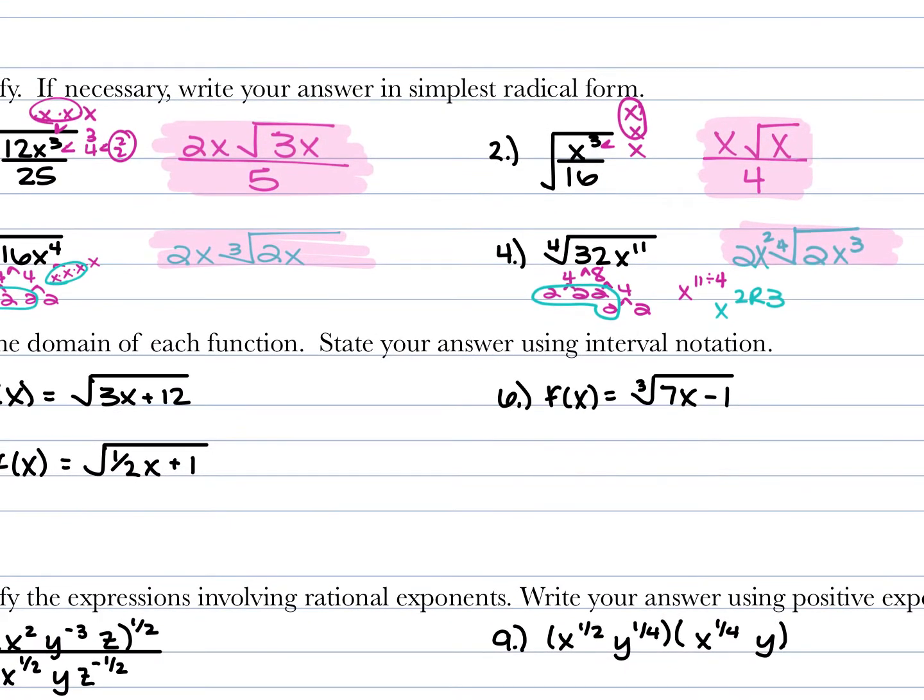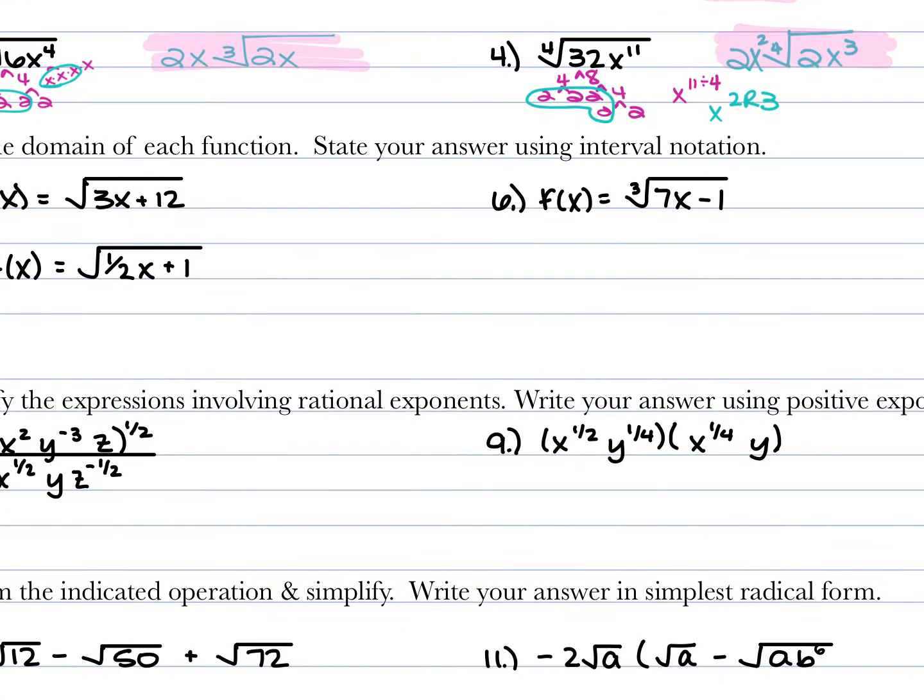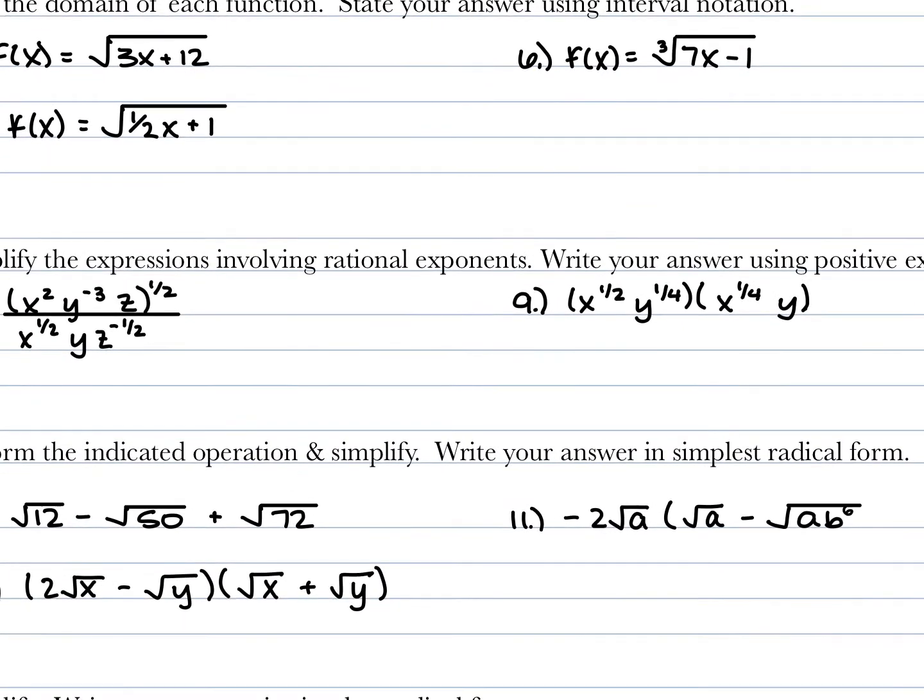Once again, we're skipping 5 through 7, because there is nothing on your test that asks you for the domain. We're going to move on to numbers 8 and 9, though, where we're simplifying the expressions involving rational exponents and then writing our answer using positive exponents. So with these, you don't have to worry about radicals. However, you need to think about your rules with powers.